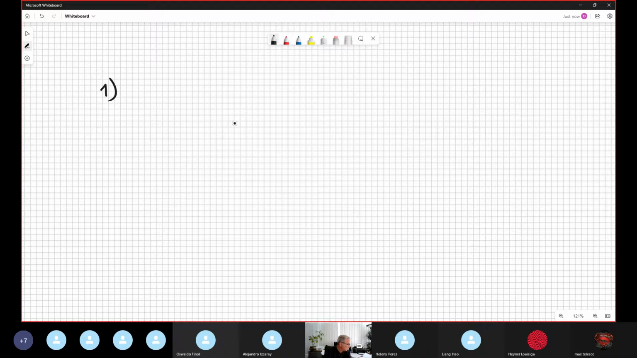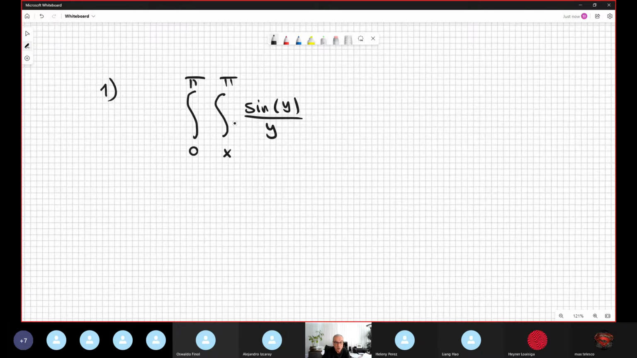Evaluate by changing the order of the integration this double integral, from 0 to pi, x to pi. The integrand function is sine y divided by y dy. This is a given.